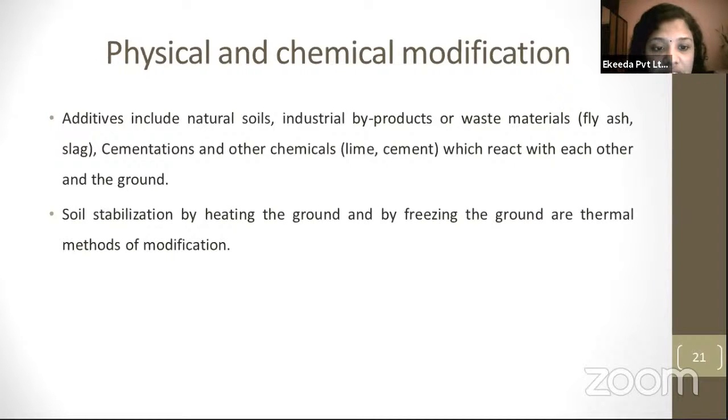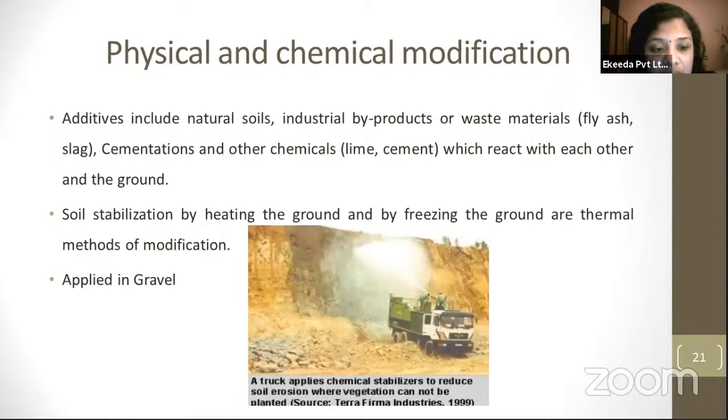Soil stabilization by heating the ground and by freezing the ground are called thermal methods of modification. And this method is mainly used in gravel. In the figure, you can see a truck applies chemical stabilizers to reduce soil erosion where vegetation cannot be planted. Here, when chemicals are applied to the soil, the properties of the soil change.